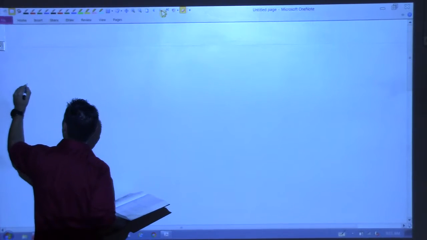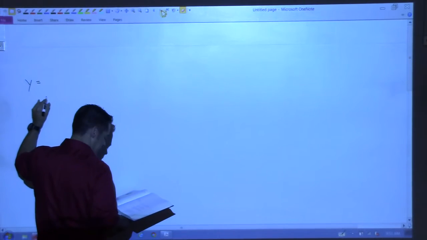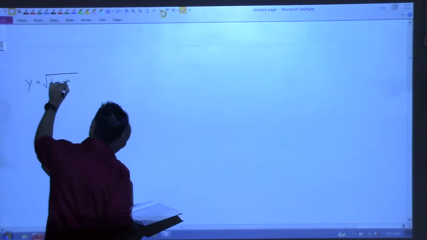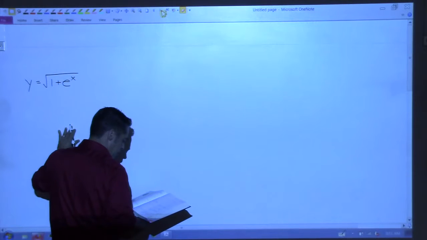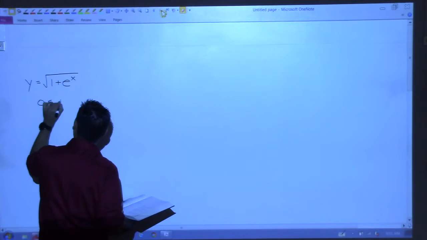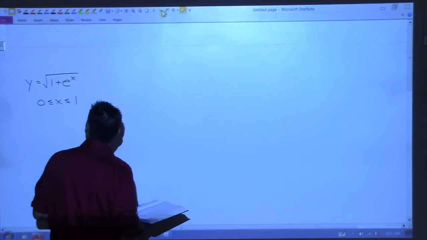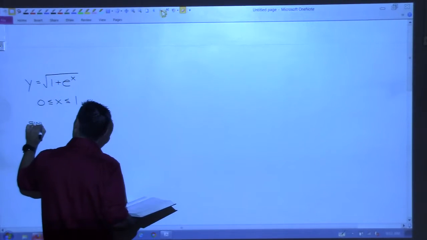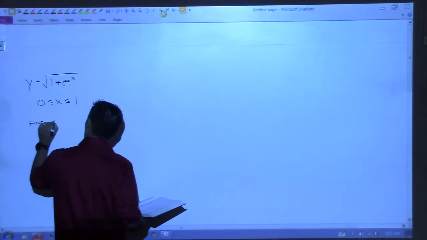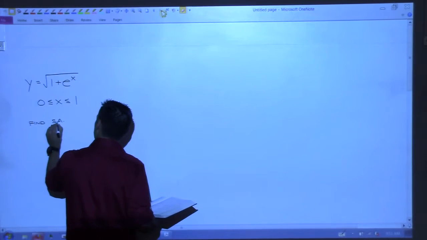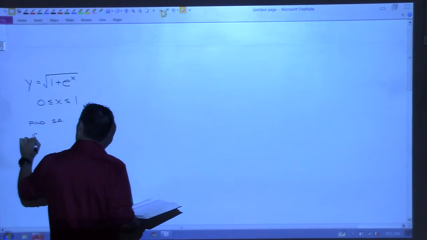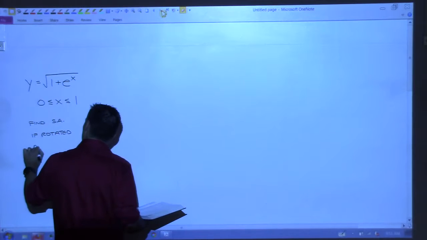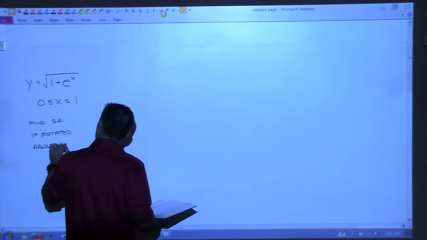All right, so look, let's take this: y equals the square root of 1 plus e to the x. And we're going to be looking at this on the interval where x is between 0 and 1. And we're going to find the surface area. I'm going to put SA for surface area, okay? Find surface area if rotated about the x-axis.